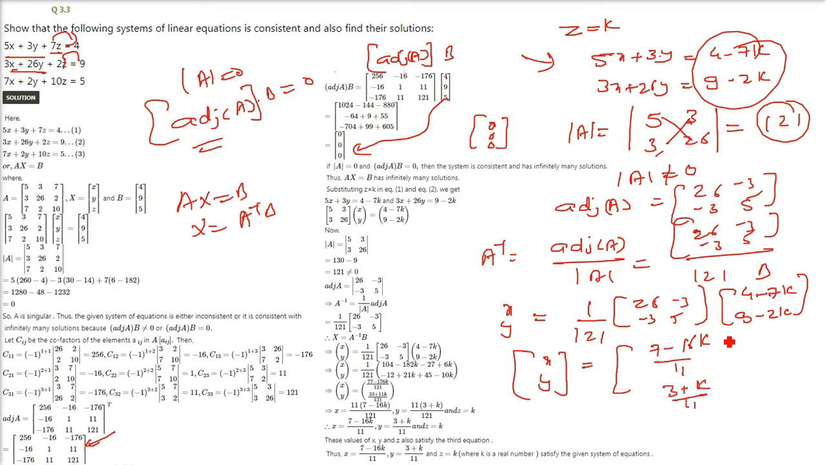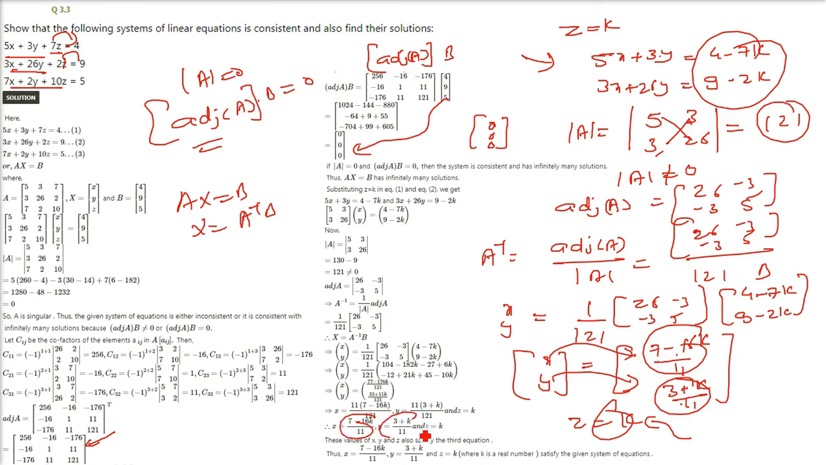That means x and y are in terms of k. Z is already k. So this will give you infinitely many solutions, because you can give k any value of your choice. And the best way to show the examiner is to take these three values, put them in 7x plus 2y plus 10z equals 5, and show that these values satisfy this equation.